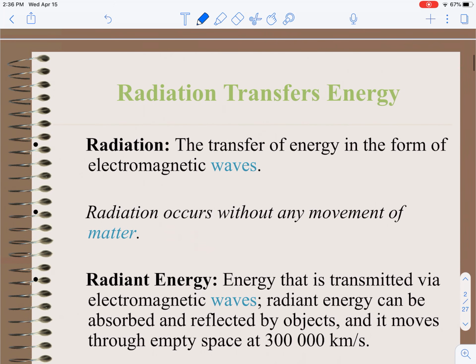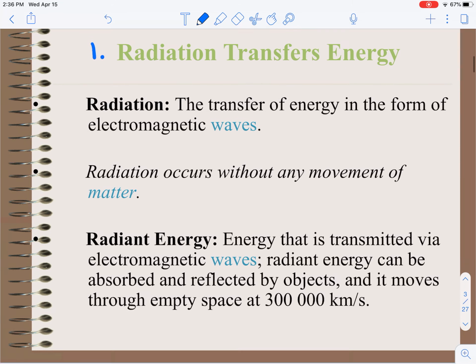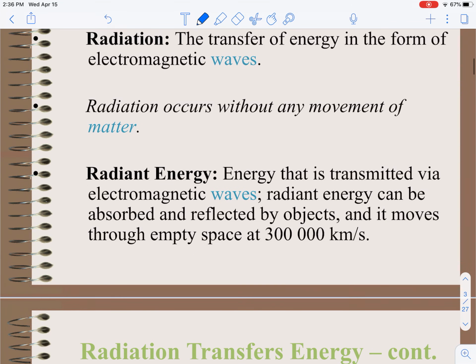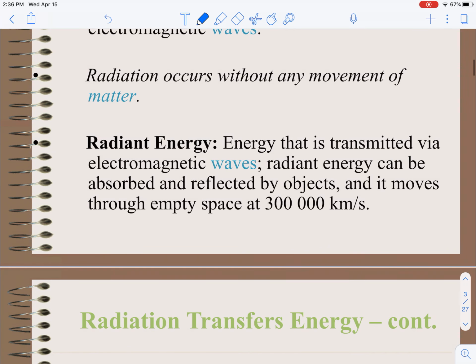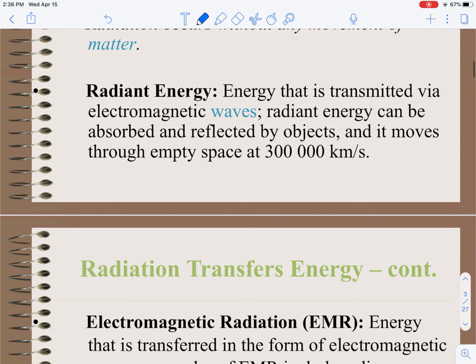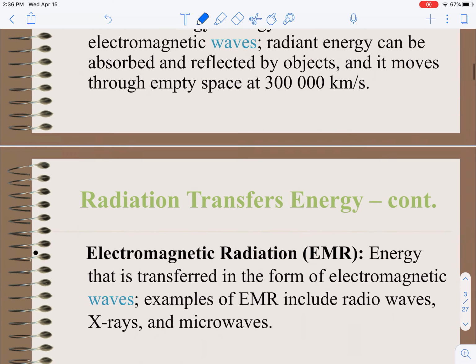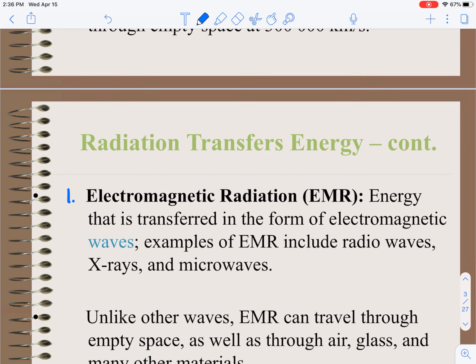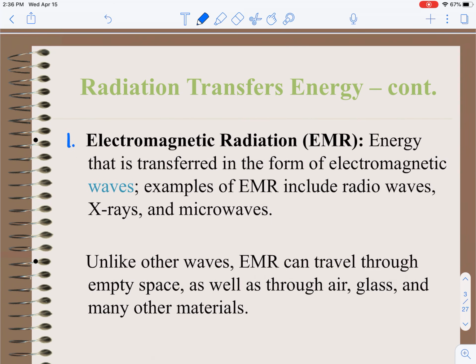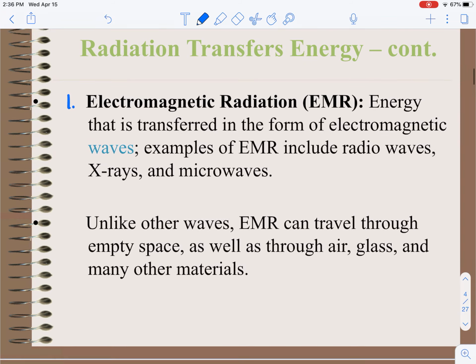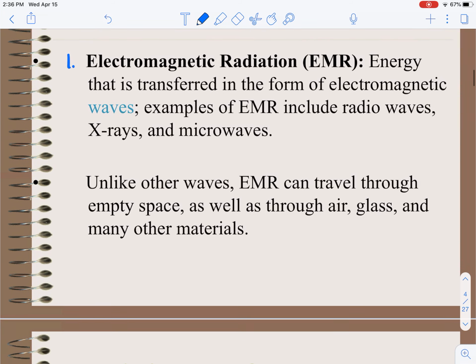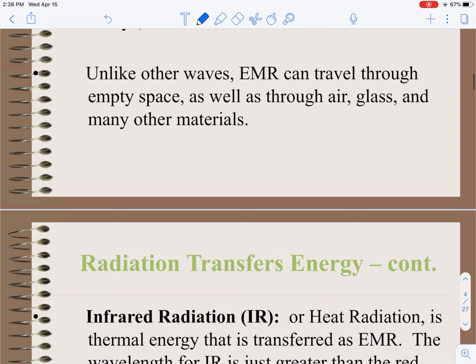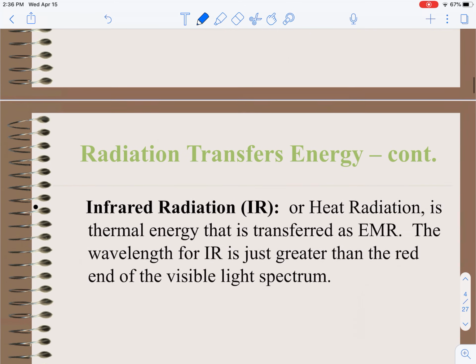The first one, radiation, is the energy that moves in waves, not matter, and this energy can be reflected and absorbed, though. And the first kind that is mentioned here is electromagnetic radiation, like radio waves or X-rays, or microwaves, which can travel through many different types of materials.